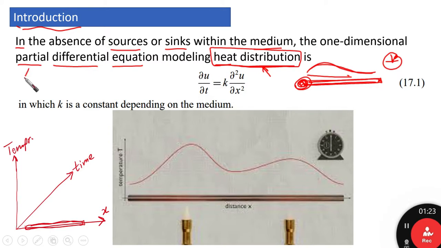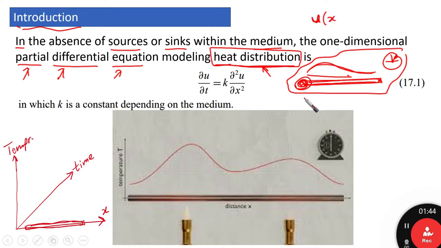And why are we using a partial differential equation here? Because, as I have explained, our function, if we say this is u, the function of the heat or temperature, for example, is a function of two things. Number one, it is x, which is the distance, the point that we are talking about.